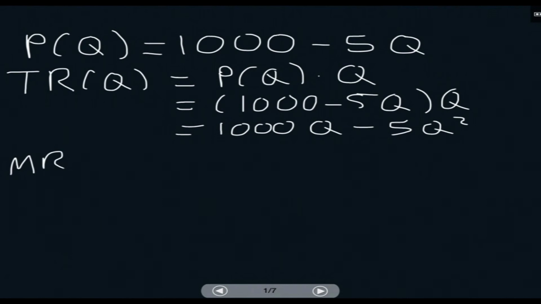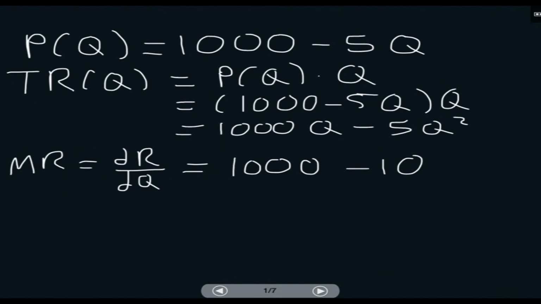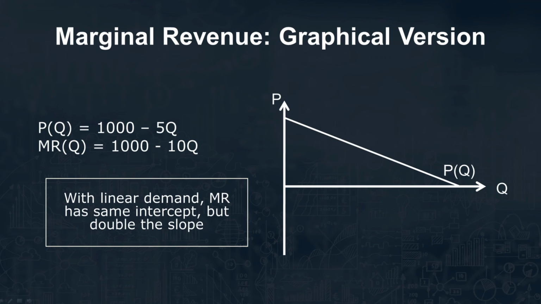Now let's calculate what marginal revenue is. Remember that marginal revenue is the derivative of revenue with respect to Q. So that's just going to give us 1,000 minus 10Q. Let's look at that. So here on our graph, our first line shown is our demand curve, the 1,000 minus 5Q. And our marginal revenue is 1,000 minus 10Q.